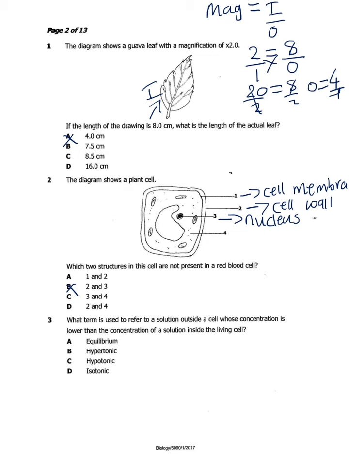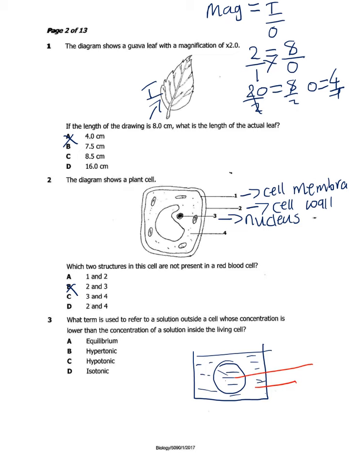Question 3. What term is used to refer to a solution outside a cell whose concentration is lower than the concentration of a solution inside the living cell? So let's see if we can make a picture here. Let's take it for instance, we have the cell here. Then the question is, we have 2 solutions, one from the inside of the cell, then the other one from the outside of the cell. Now from the question, the outside solution has a lower concentration.